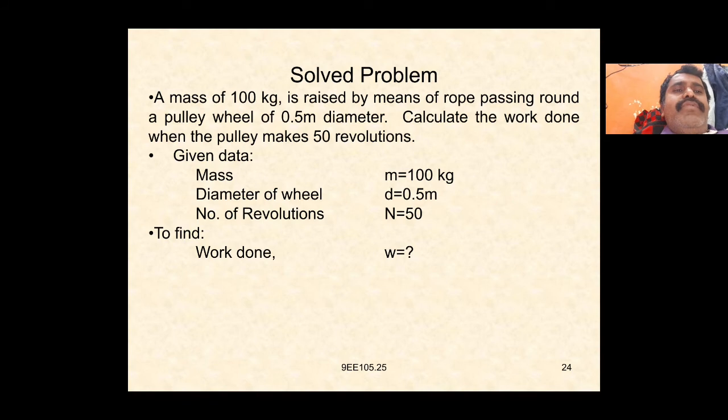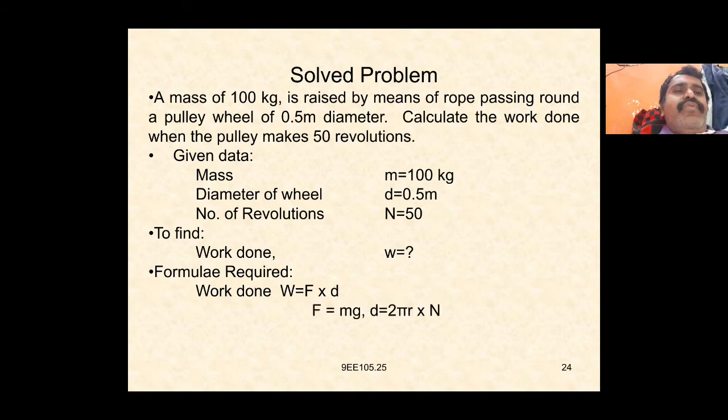The work done W is equal to how much? The formula required for work done is force into distance. So F is equal to m into g, and the distance is 2 pi r into N.